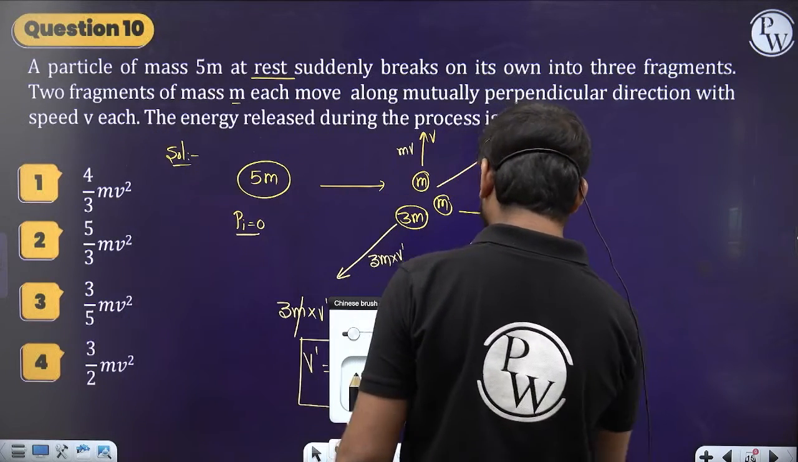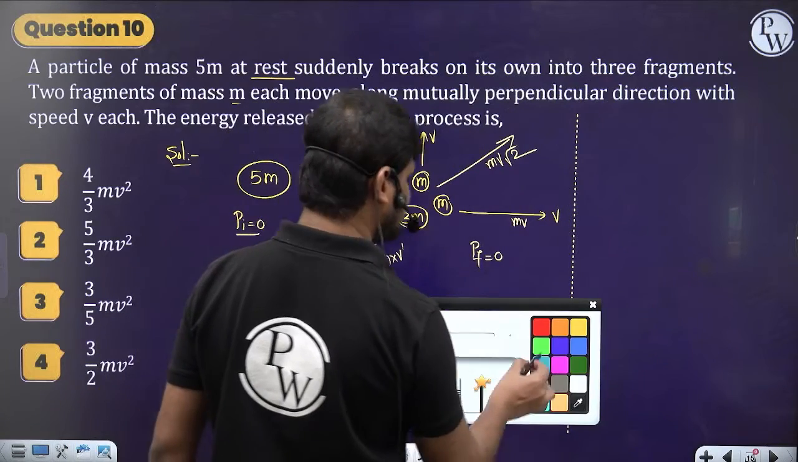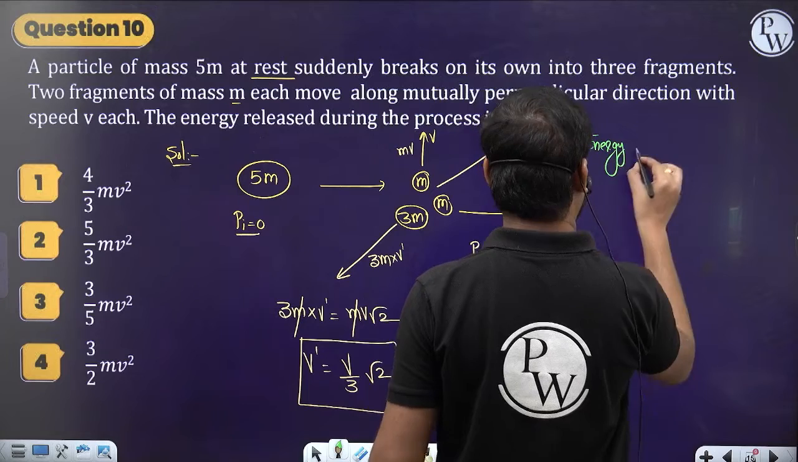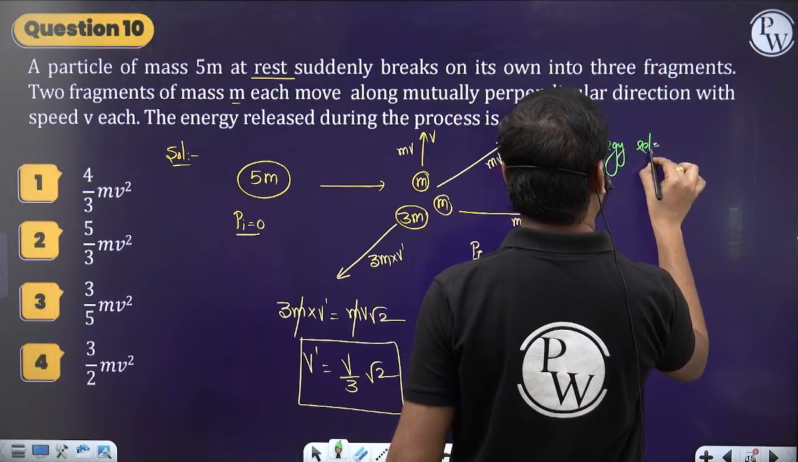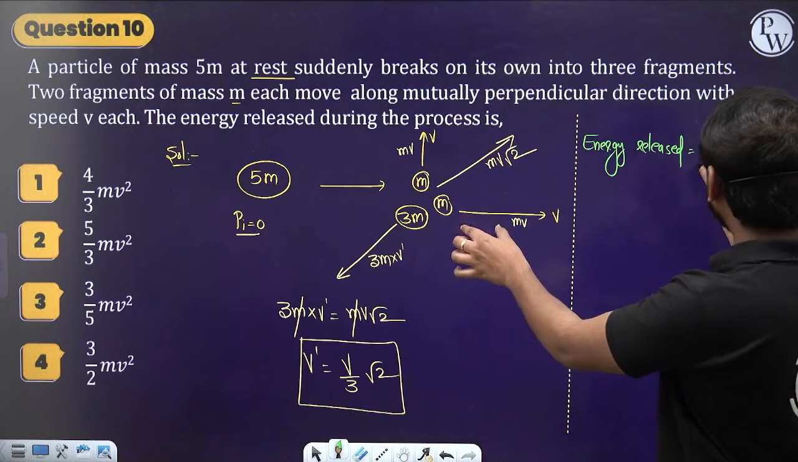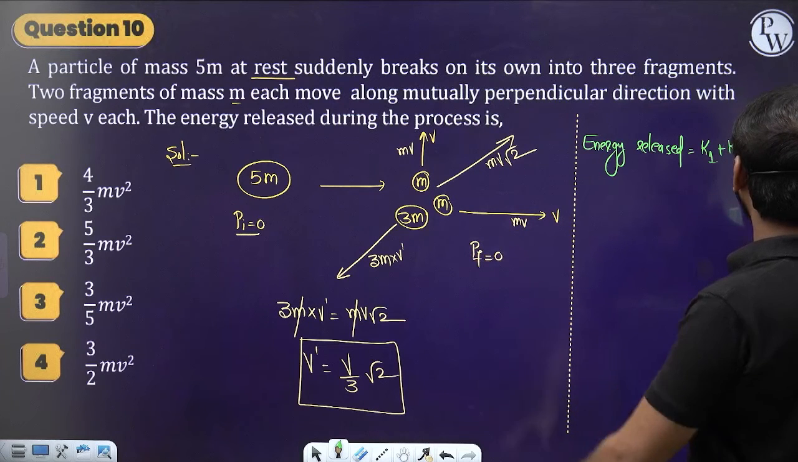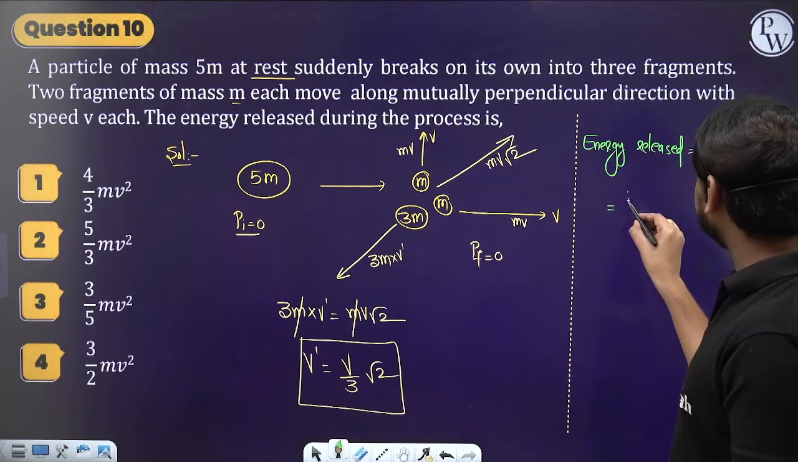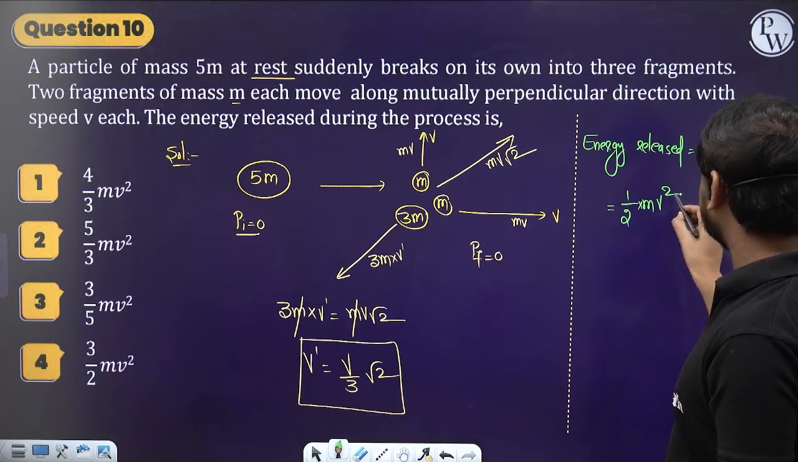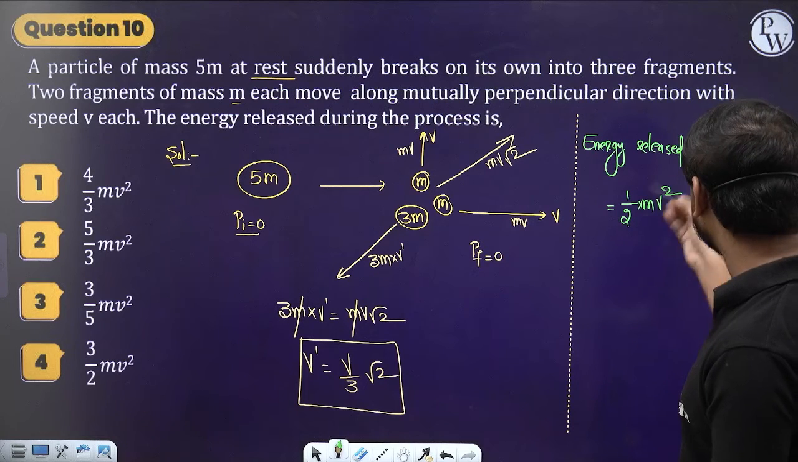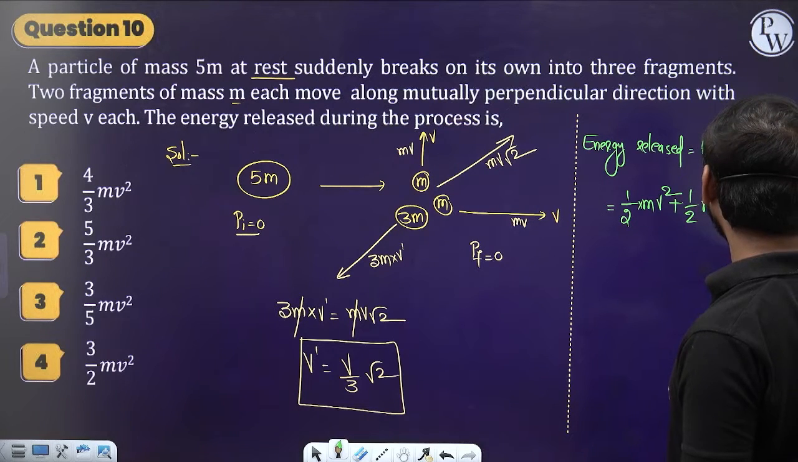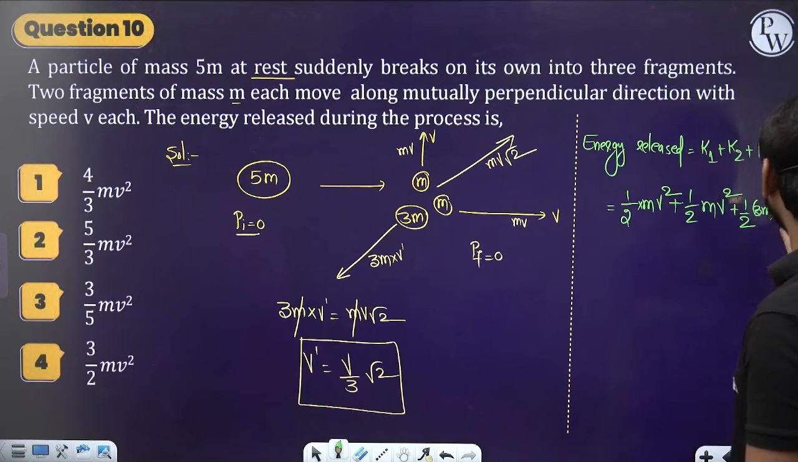Now what are they asking in the question? What is the total energy released? The total energy released will be the kinetic energy of the first one plus the kinetic energy of the second one plus the kinetic energy of the third one. The first one has half its mass m, velocity v, so v square. The second mass, half m v square, plus the third one, half its mass 3m, and its velocity is v by 3 root 2 whole square.